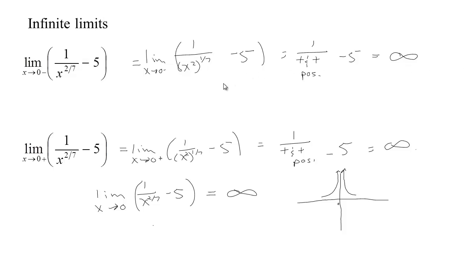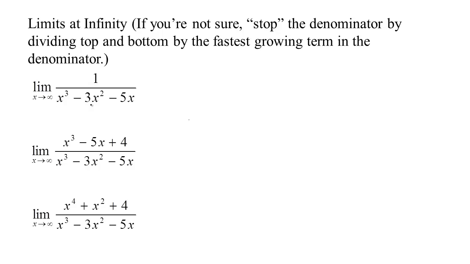Now, limits where the output is getting really large are called infinite limits. We can also talk about limits where the input is getting very large. So we call those limits at infinity. Here's some examples. Usually when we're taking a limit at infinity, we just want to figure out what happens to this function in the long run as you go out on the graph a long way. So I've got some examples here.